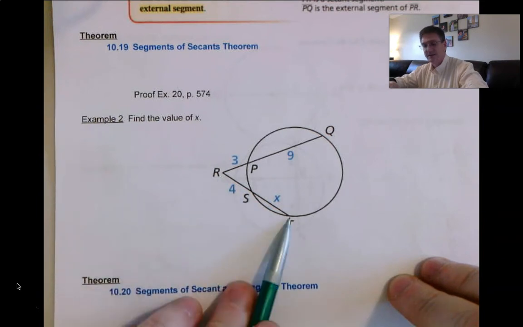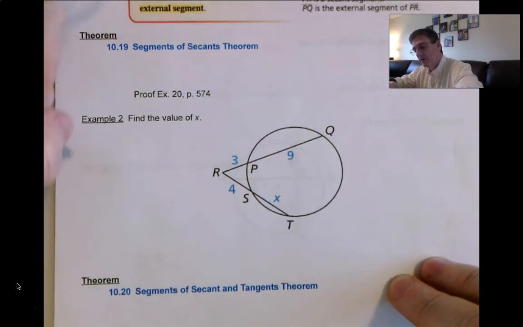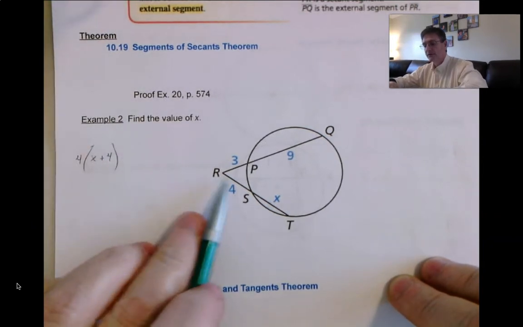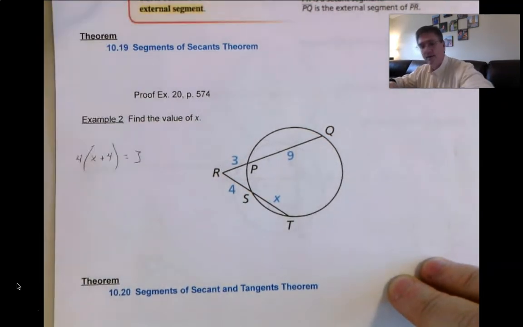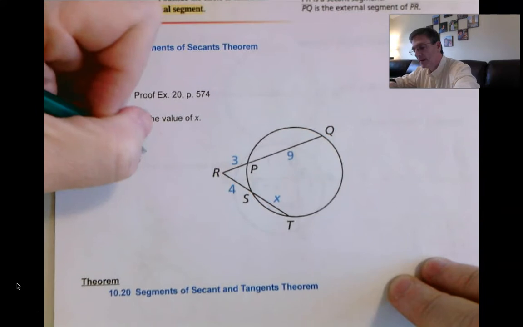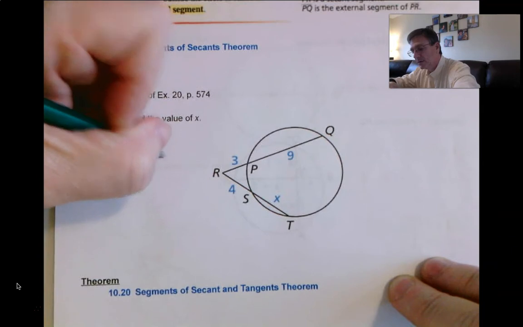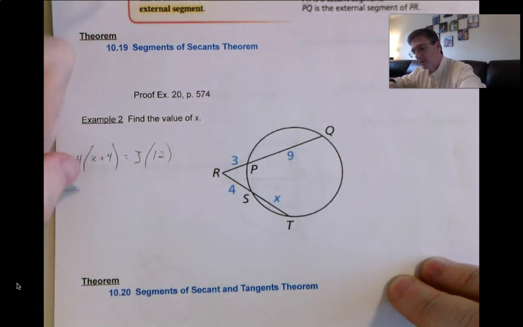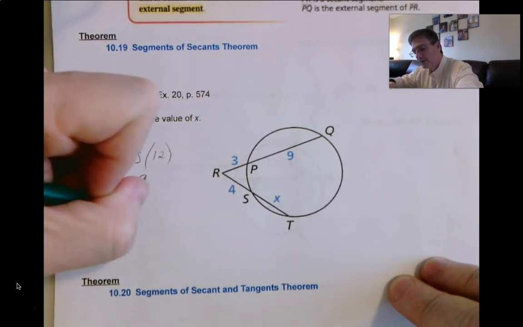4 times x plus 4 is equal to 3 times 3 plus 9. So the external part times the entire secant is equal to 3, the external part, times the entire secant, which is 12. So I'm going to divide both sides by 4. X plus 4 equals 9, and x equals 5.